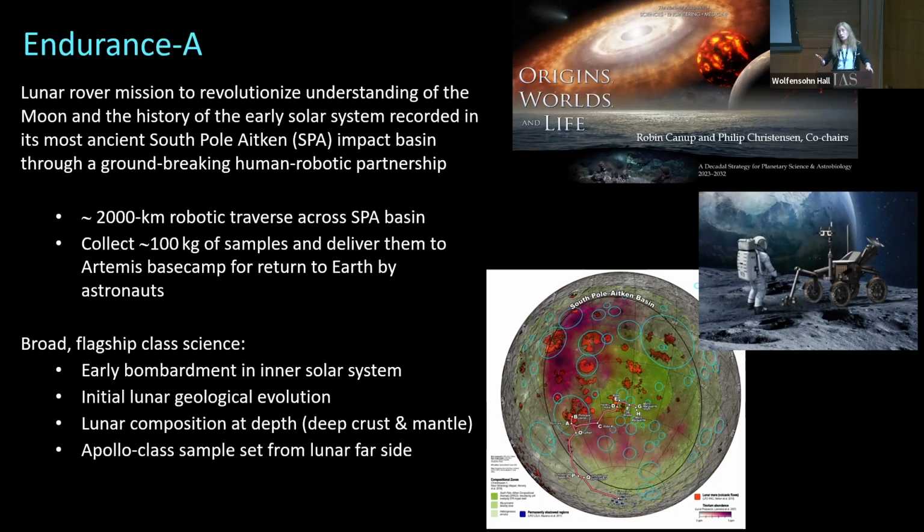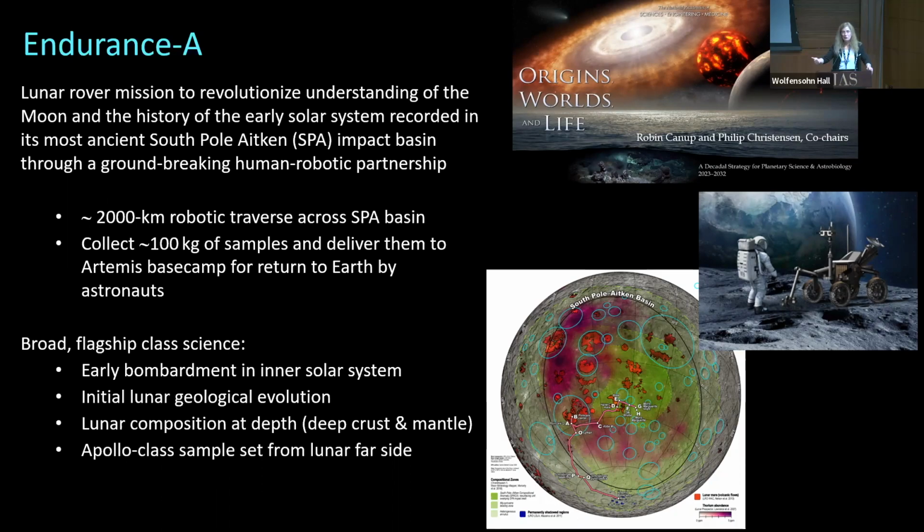When we have thought about robotic missions to the moon before to bring back samples, these are grams of sample return. This would be an Apollo class sample set, but from the backside of the moon, that could really allow you to do multiple things all at once. It's essentially a sample return campaign in a single mission.